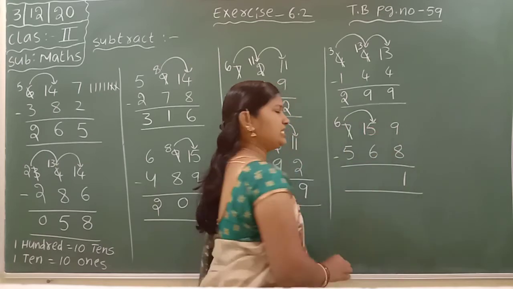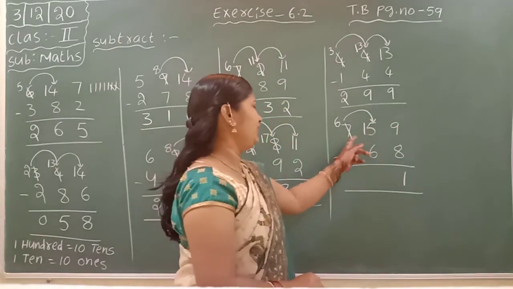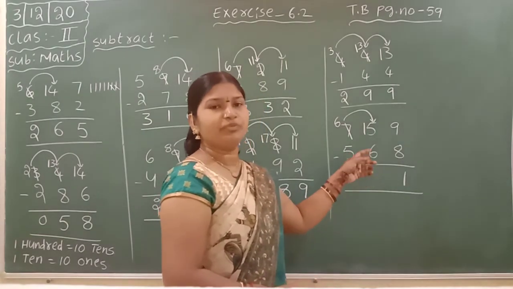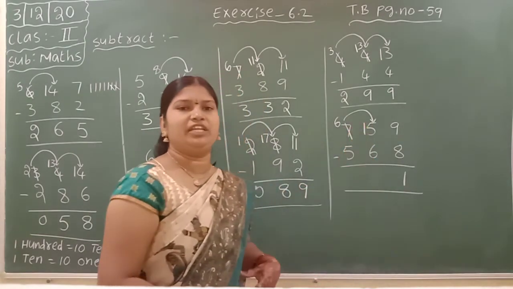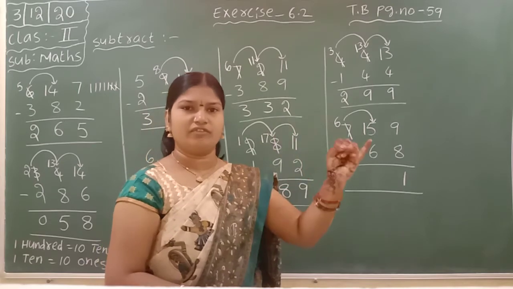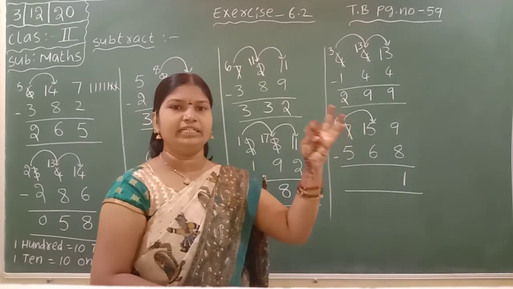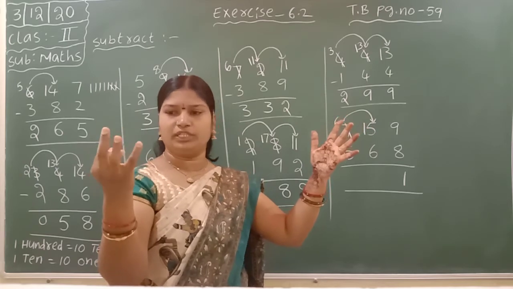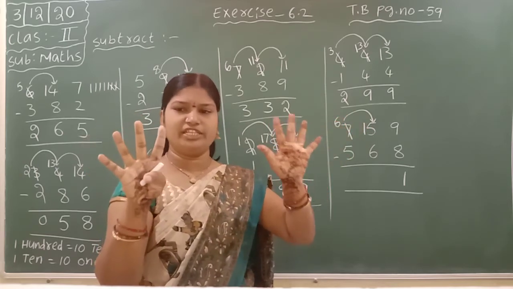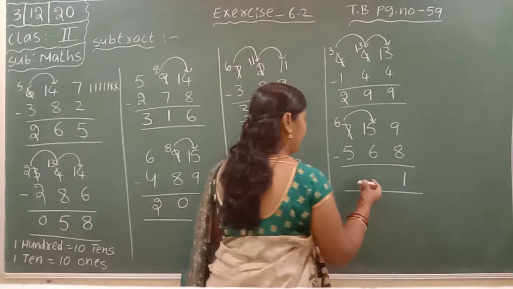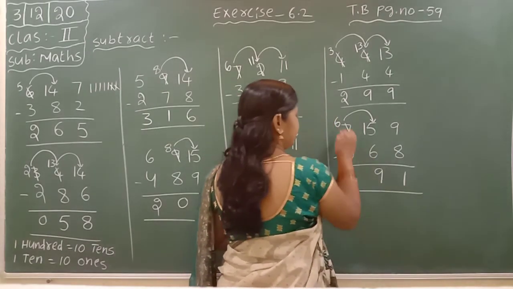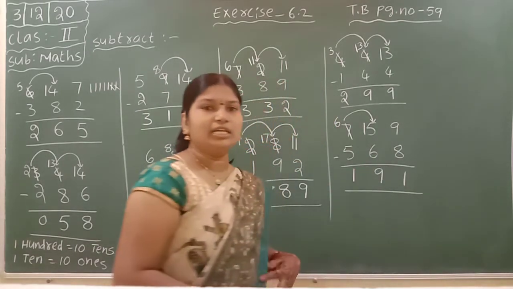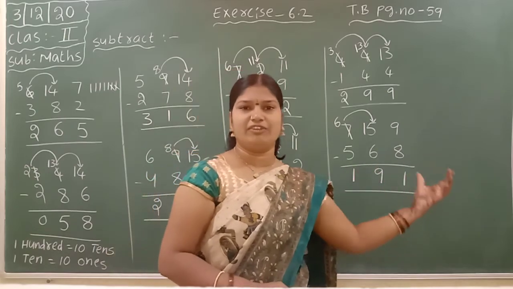This becomes 15. 15 minus 6. Okay. 6 after, count up to 15. 6 after 7, 8, 9, 10, 11, 12, 13, 14, 15. The answer is 9. 9 in the tens place. 6 minus 5, 1. The answer is 191.